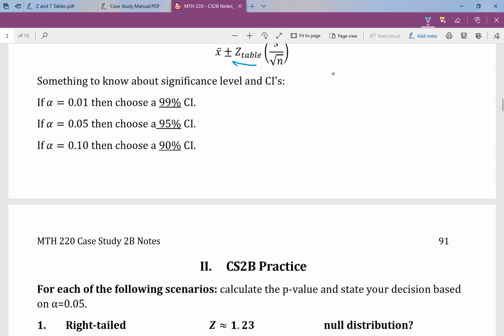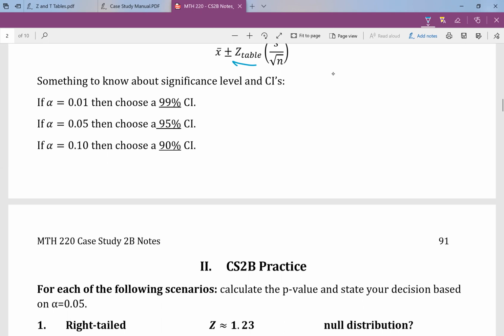Okay, so every time we get a new case study, we have to adjust the way that we answer the test statistic, null distribution, p-value step. For the rest of this note set in Part 2, we're going to get some practice looking at that. For each of the following scenarios, calculate the p-value and state your decision based on alpha equals 0.05.